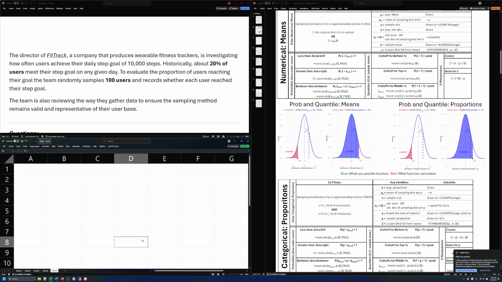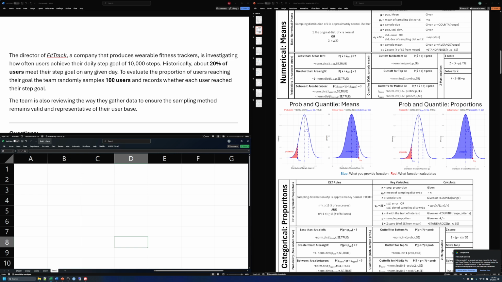Okay, so if we jump in here, let's look at a couple of these numbers that are being provided and see if we can get any clues of what's going on. The first number that we get is their step goal of 10,000 steps. And if we keep reading, it looks like we're not actually measuring how many steps people are taking. We're just saying, did you hit your goal? Kind of yes or no. And then we get this: historically about 20% of users meet their step goal on any given day. Now, that is some key information that we want.